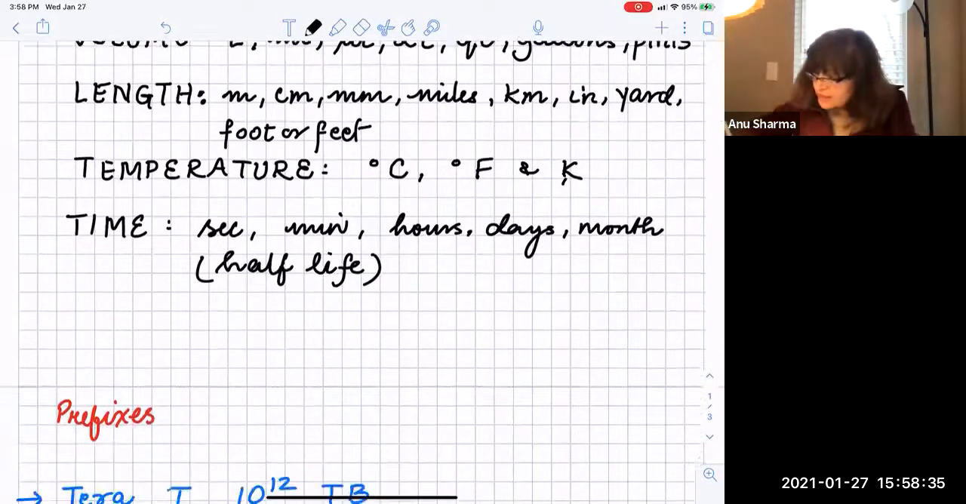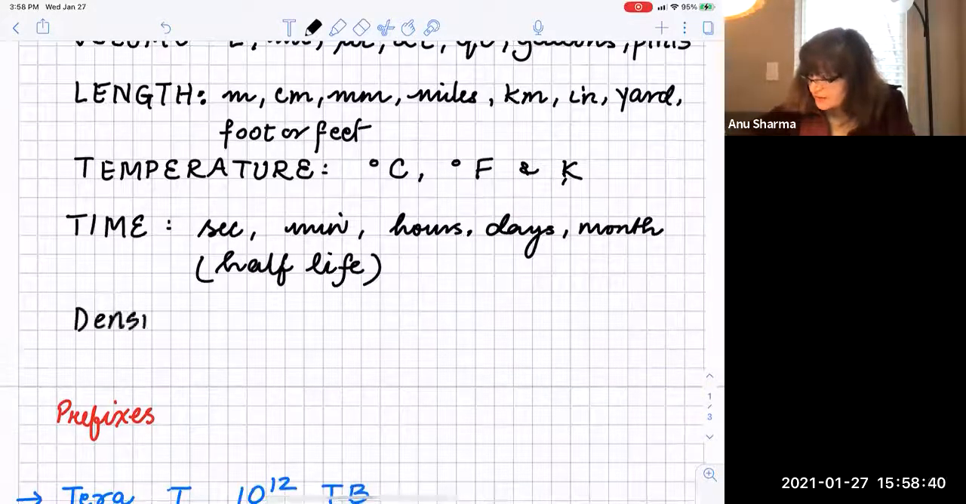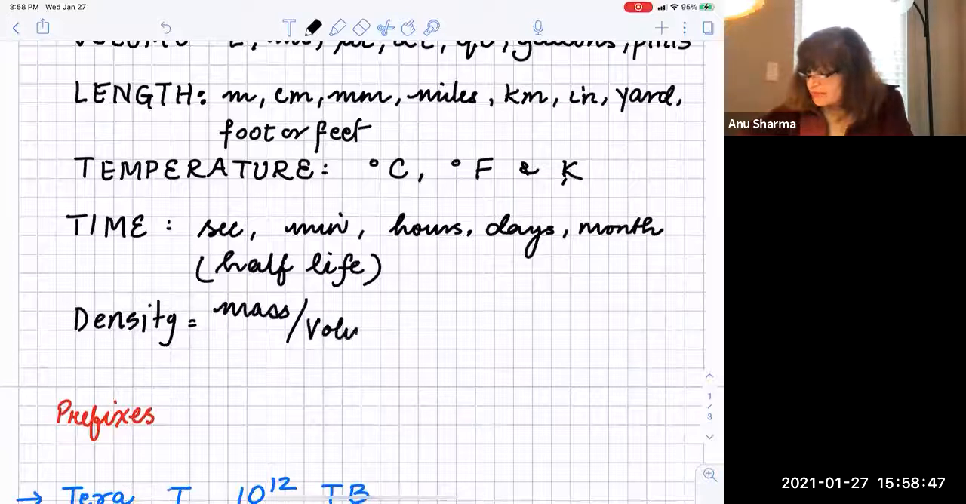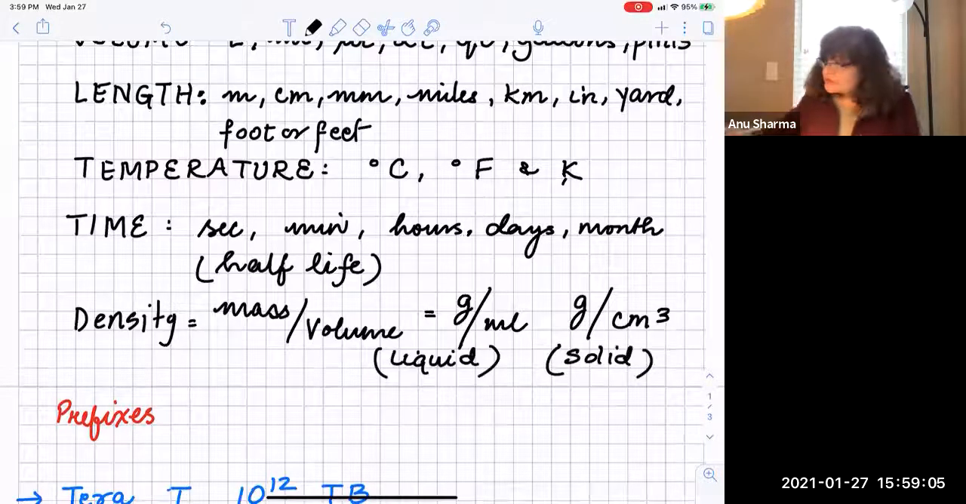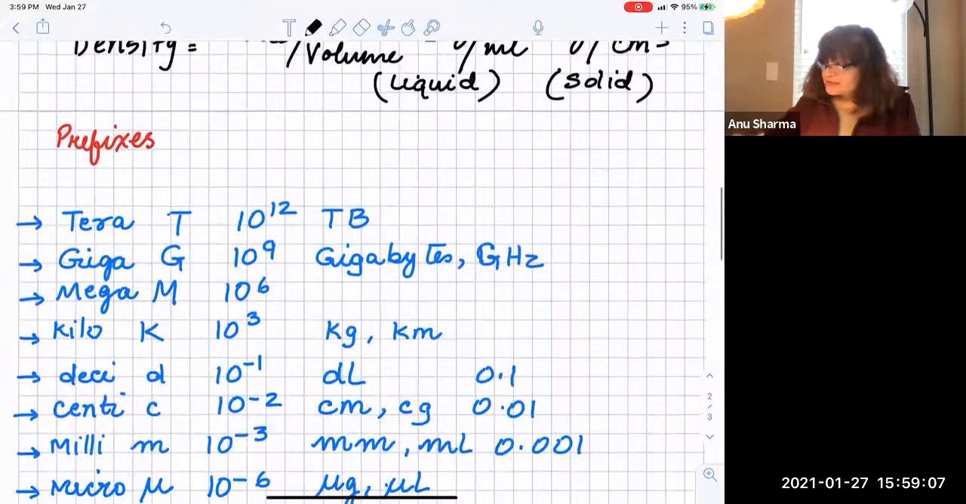And then other types of units are also, for example, density. Density is mass over volume, which means grams per milliliter or grams per centimeter cube. When it is milliliters, it is liquids. We are measuring the density of a liquid. But when it's centimeter cube, it is a solid. So this is how you do these units.